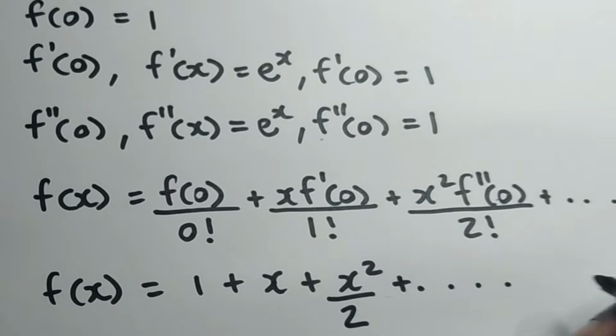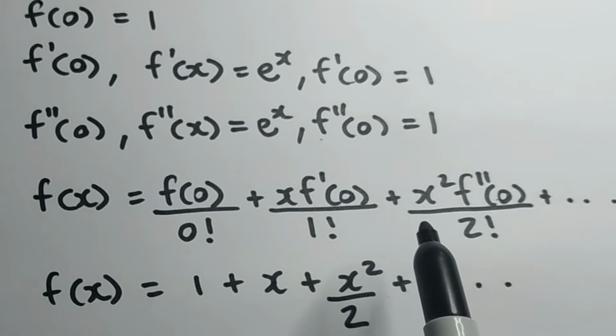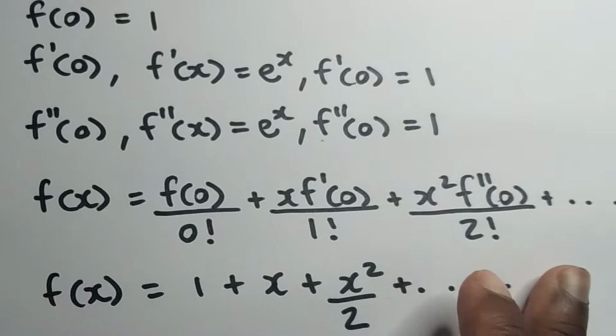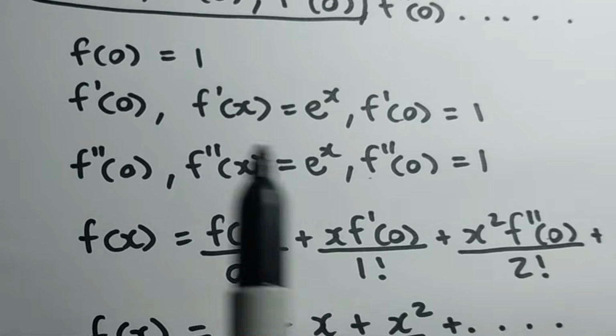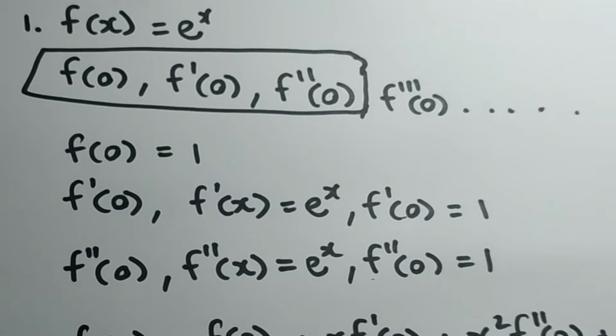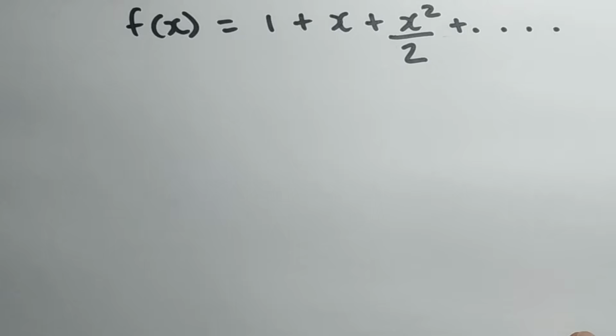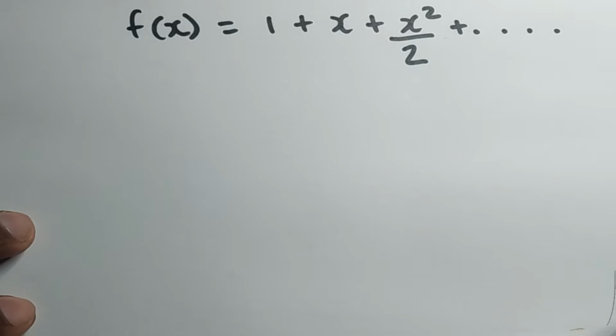And this thing will continue. So this will be our answer or our solution for this particular question, all right? So this is how we would write the Maclaurin series expansion for the f of x function that was given in this particular question. So f of x is equal to e to the x, all right? So this is how you write the Maclaurin series expansion for this particular function.